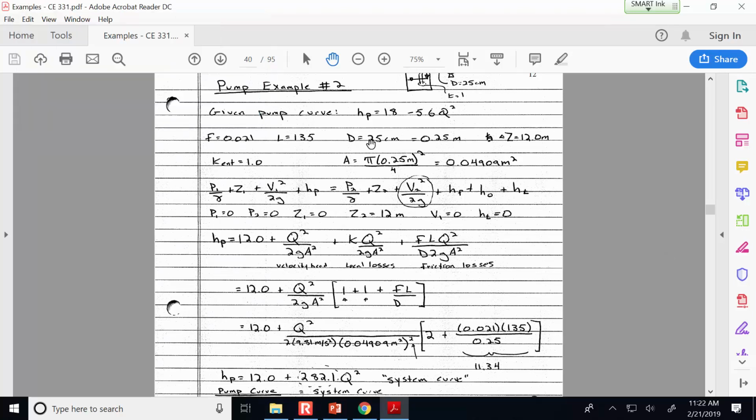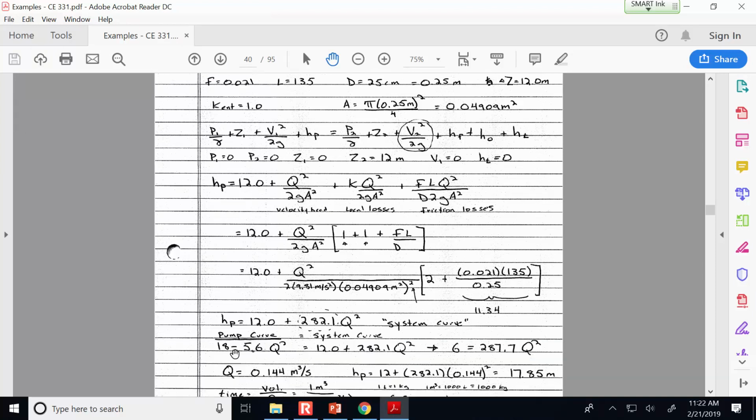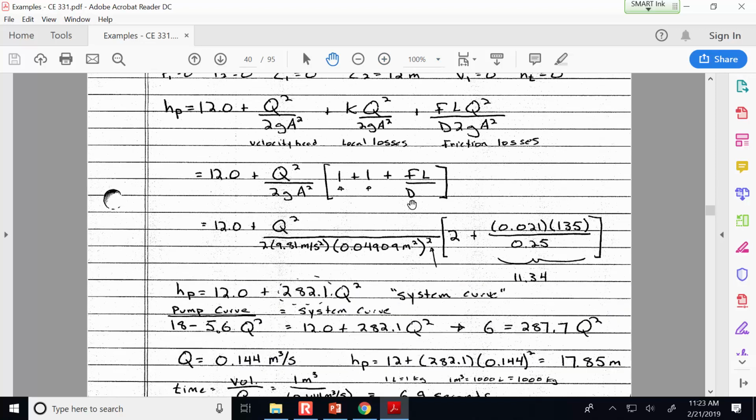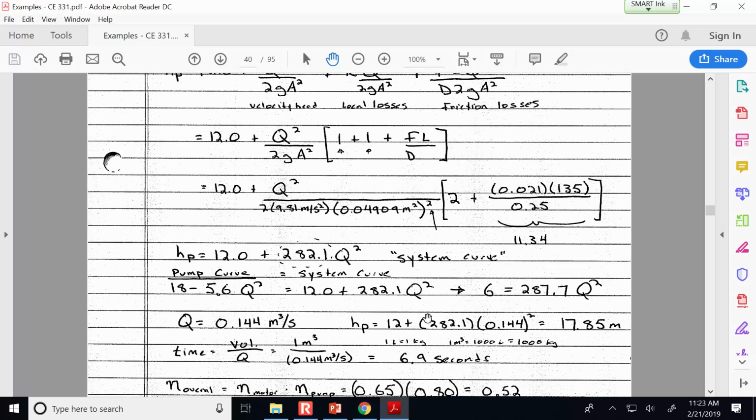Okay, so we have a system curve, and we set it equal to the pump curve. Here was the given pump curve, 18 minus 5.6 Q squared, setting it equal to the system curve, and subtracting the numbers from one side and the Q from the other, and we solve for the Q. You should get 0.144 cubic meters per second.